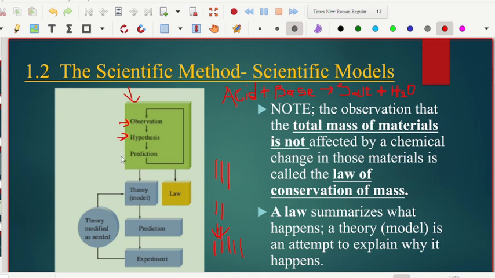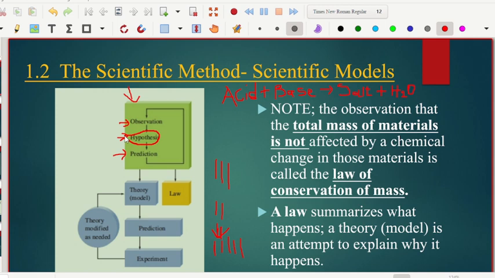Then a hypothesis should have a prediction also. For instance, when you drink from a pool which is contaminated, are you expected to have diarrhea or to get sick? That's a prediction also. So what I said, that is a hypothesis. You drink from a dirty pool, what are you expected to get?